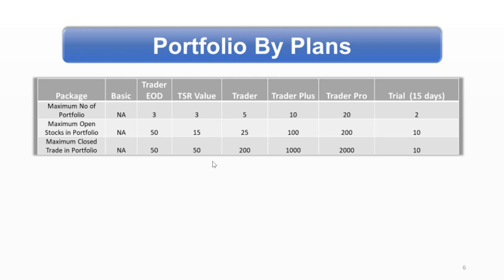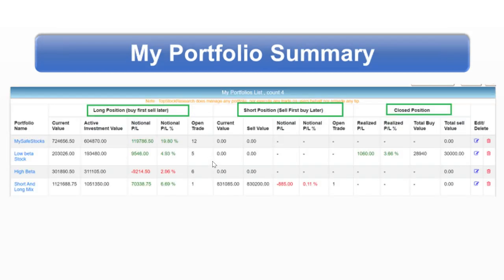So let's quickly have a look at how portfolio looks in MyTSR. This is a very high level summary of your entire portfolios. You have created these many portfolios, the current value, the investment value, the active investment value, the notional profit and loss, open trades, and so on and so forth. We have divided this portfolio into 3 sections. One is the long positions, the summary of long positions portfolio-wise is here. These are the short positions. These are the closed positions where you have already either made a profit or a loss.